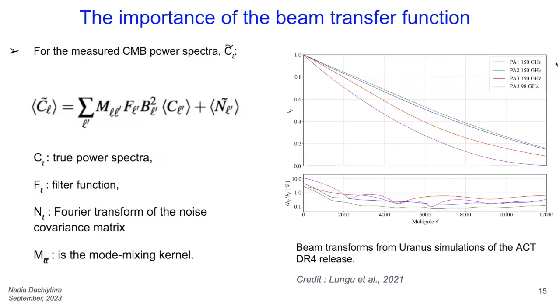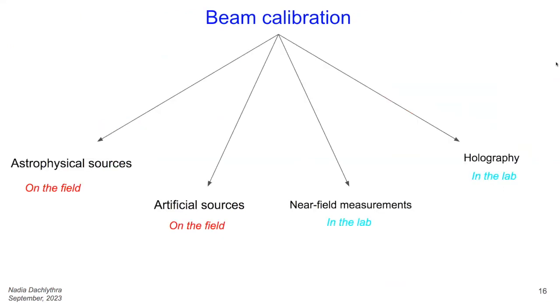So every experiment that has been deployed or is going to be deployed has dedicated at least one section in some paper to show these beam transfer functions that they measured and reconstructed, as in this example from the ACT telescope publication, the recent one in 2021, where they did their beam reconstruction based on Uranus observations. And now I'm going to talk about what we do as a community to model these beams, but it would maybe be a good time for me to take a sip of water, and to ask if you have any questions.